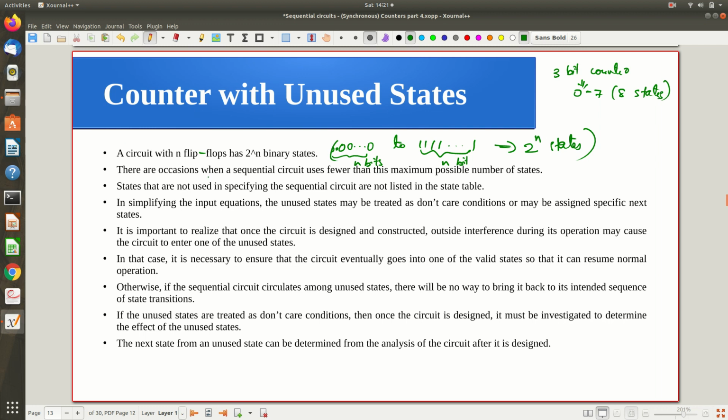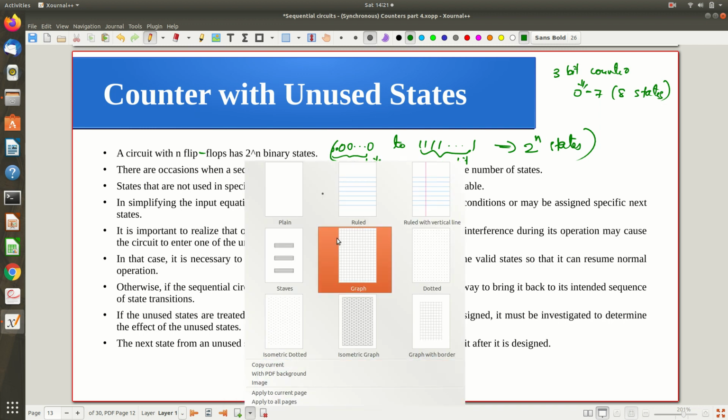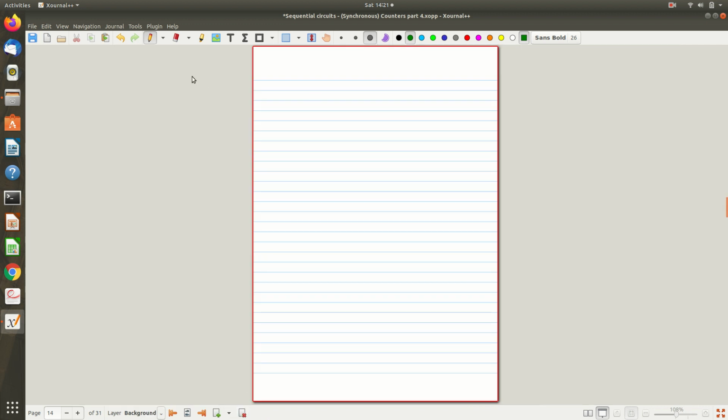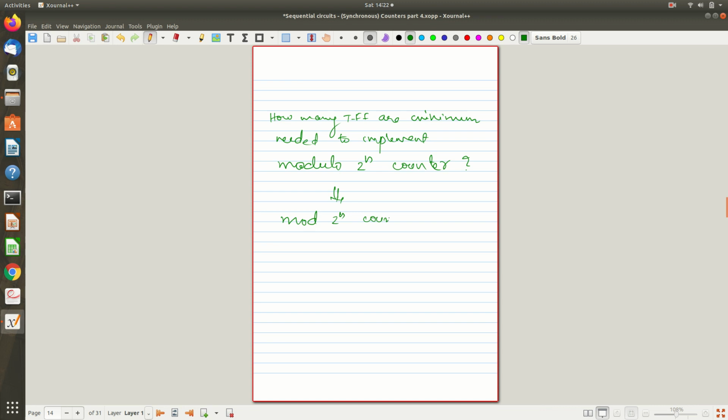Okay, so that is one question that you can expect. How many flip flops are needed to implement a 2 power n counter? Sometimes they may ask you, and you should be able to justify why it is so. So the question is, how many flip flops are minimum needed to implement a modulo or mod 2 power n counter? Specifically they can ask you T flip flop or JK, whatever it is, the same answer will be there. So modulo 2 power n counter means 2 power n states are to be counted, right?